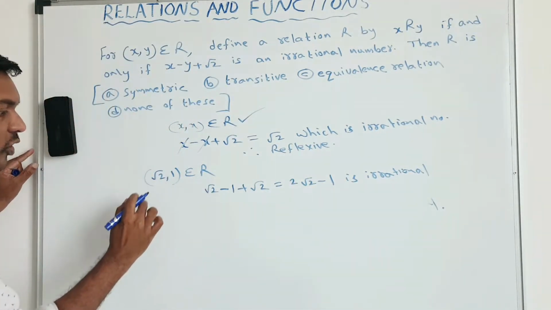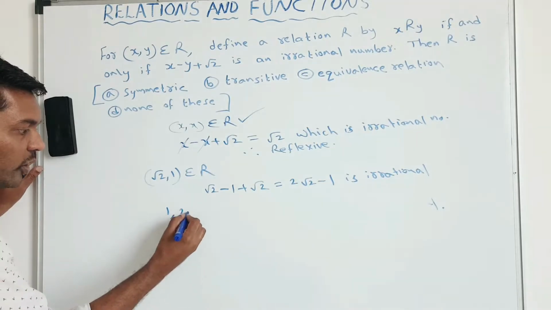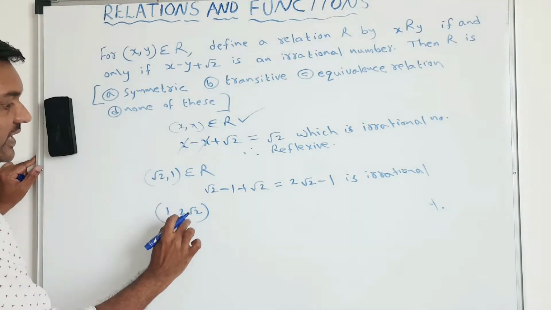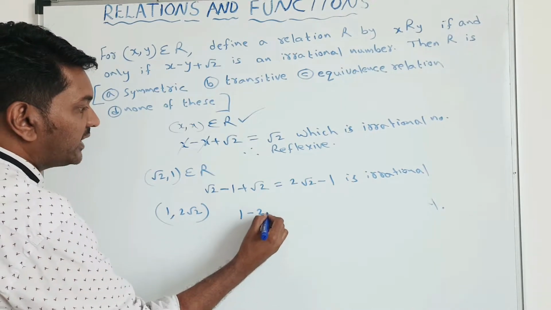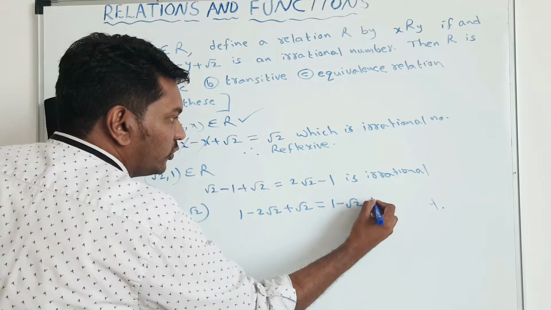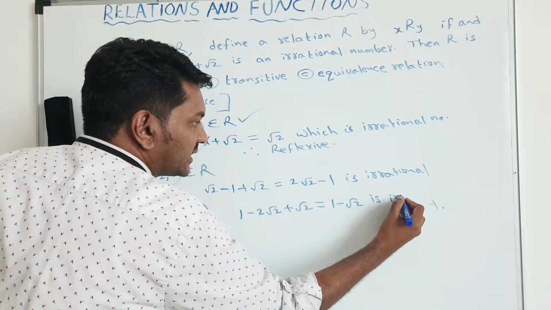Now (1, some other number), I am taking (1, 2√2). So it will become x as 1 and y as 2√2. 1 − 2√2 + √2, I will get 1 − √2, which is also an irrational number.